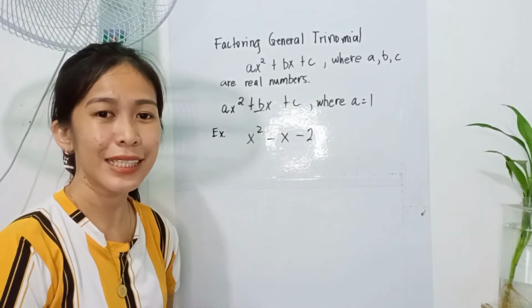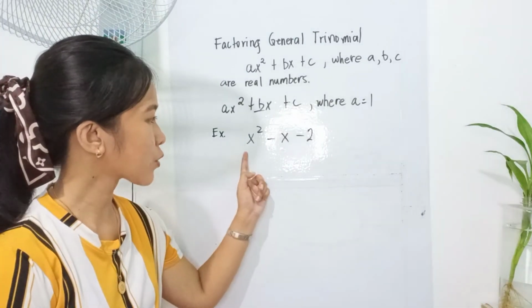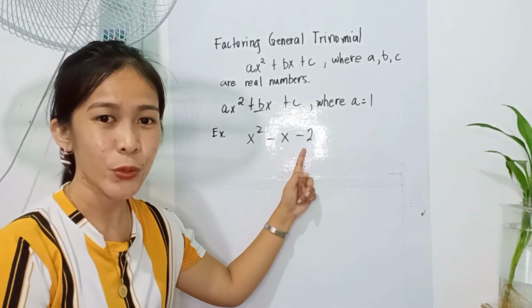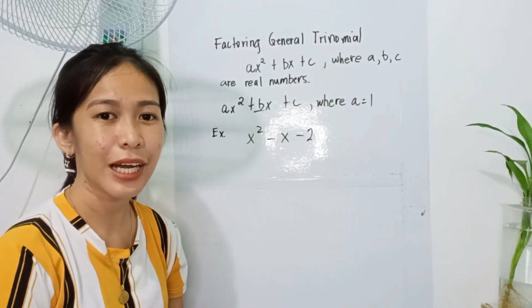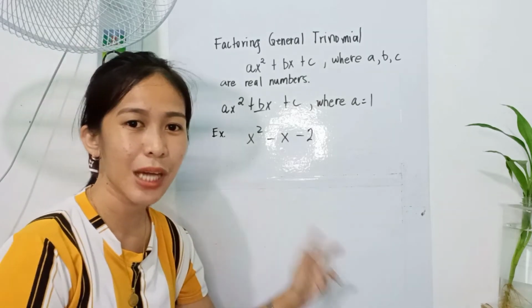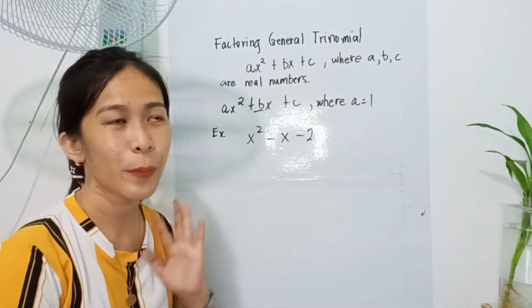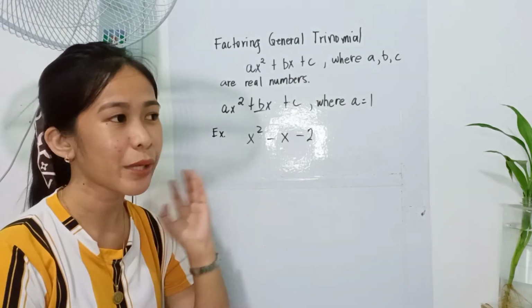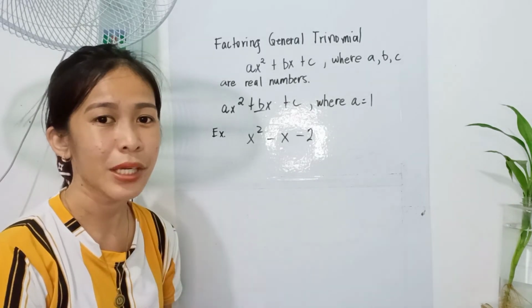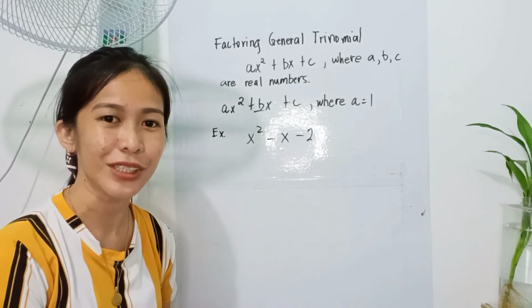And now, for our last example, we have x squared minus x minus 2. Okay, so ito, madali lang din. Same process lang kagaya nung kanina, and napakasisimple lang din ng aking mga examples. So, palagi nilang tatandaan yung pinaka-process, kasi kahit mahirap yung examples or mahirap yung pinigay sa inyo na mga quizzes, madali nyo lang yung masasagutan.